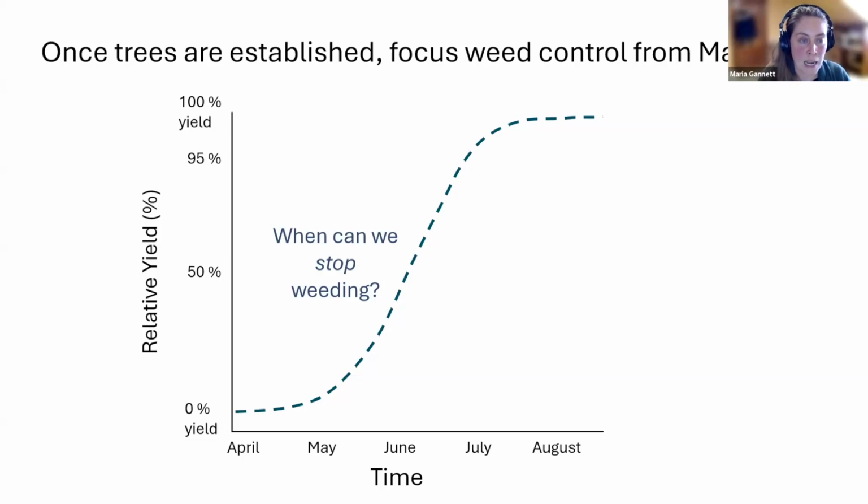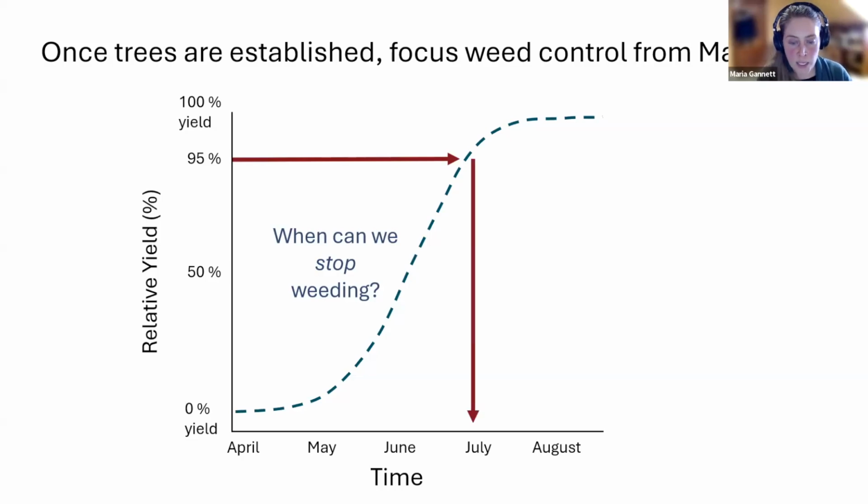So let's say we decide it's okay if we have a 5% yield loss. So then we can stop weeding in July. Research has shown this, although some research has shown a little bit earlier, some research has shown a little bit later, but generally about midsummer, we can stop worrying as much about our weed-free strip. This is known as the critical weed-free period.